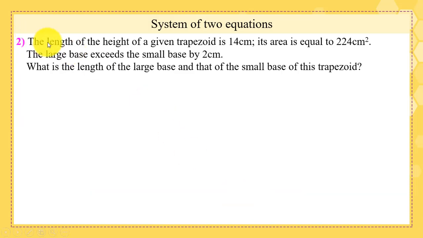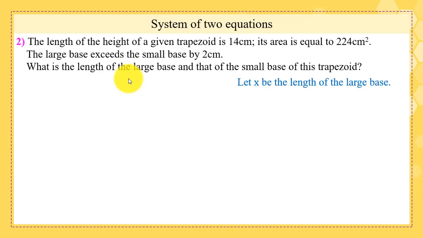In part 2, the length of the height of a given trapezoid is 14 centimeters. Its area is equal to 224 centimeters squared. The large base exceeds the small base by 2 centimeters. The question is, what is the length of the large base and that of the small base of this trapezoid? Also, to solve this problem, we must organize it into a system of 2 equations and solve it.